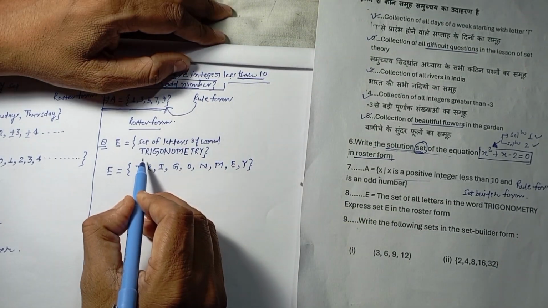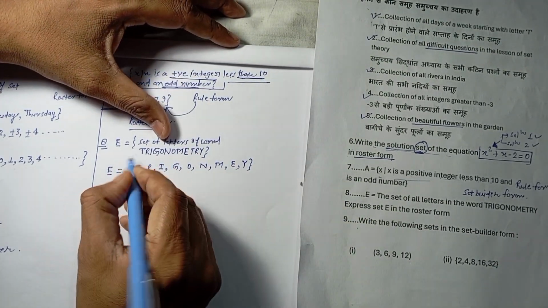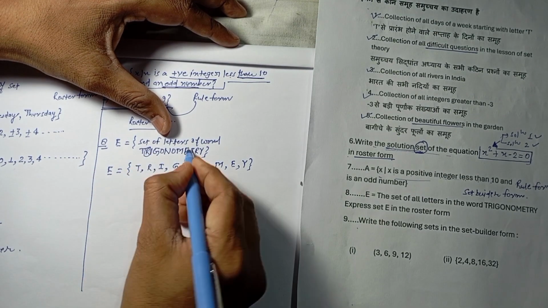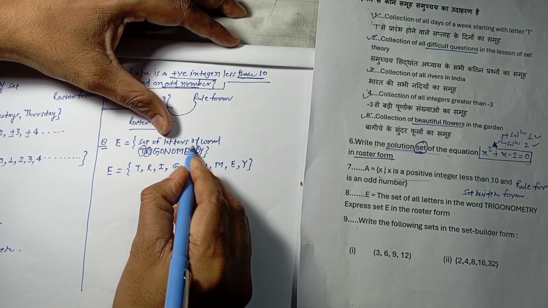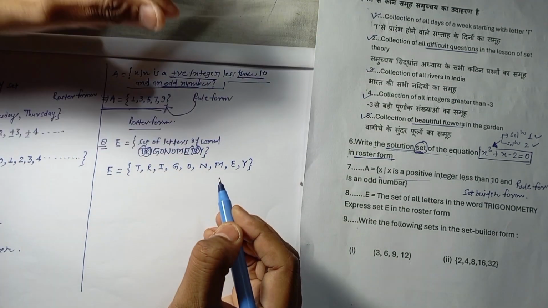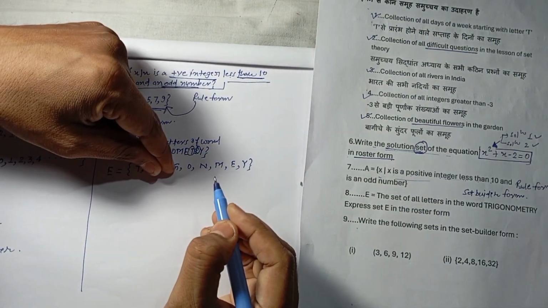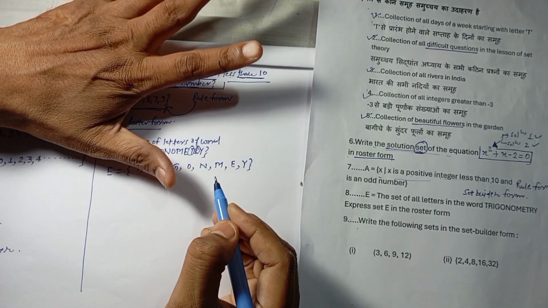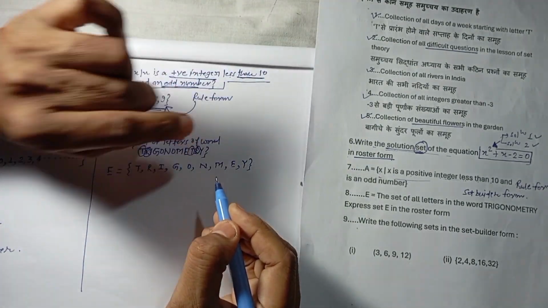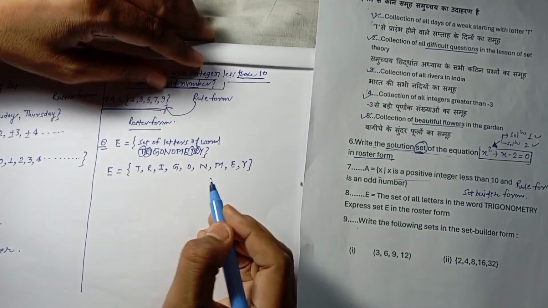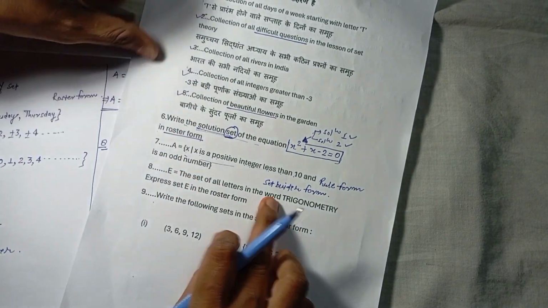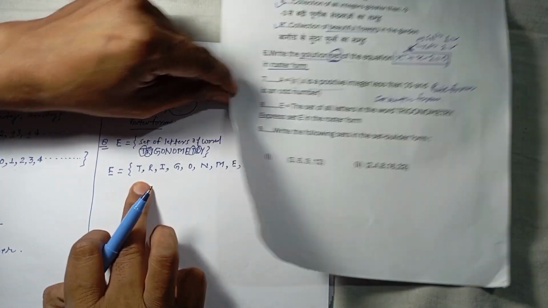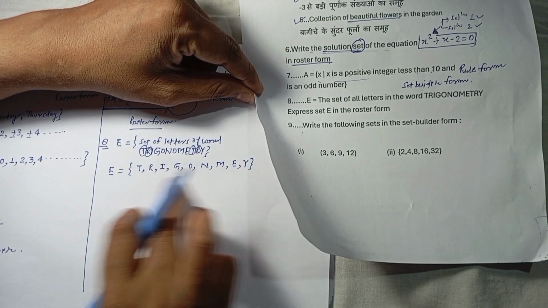Okay, in the word you can see that the letter R and letter T are being repeated, but while expressing in the roster form we don't allow repetition. We just write a member only for once. Okay, so here we have expressed this set which was given in the statement form in the roster form like E is equal to, okay, like this.